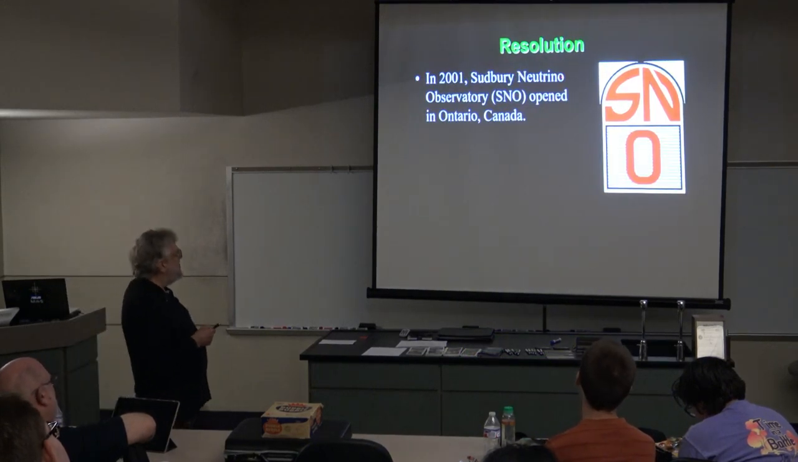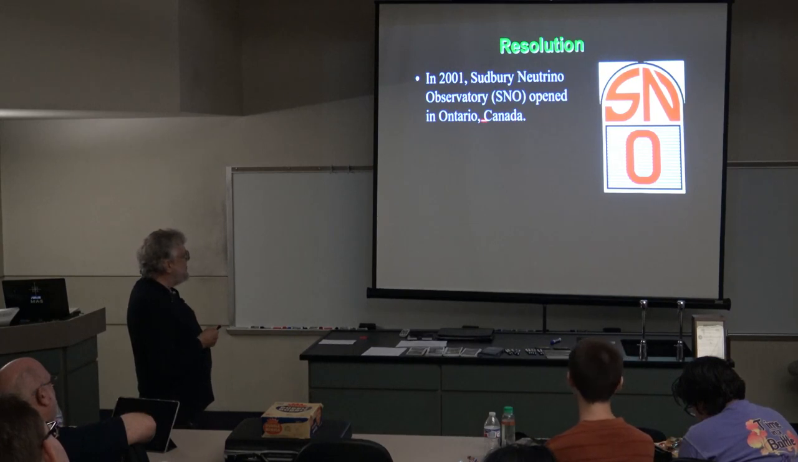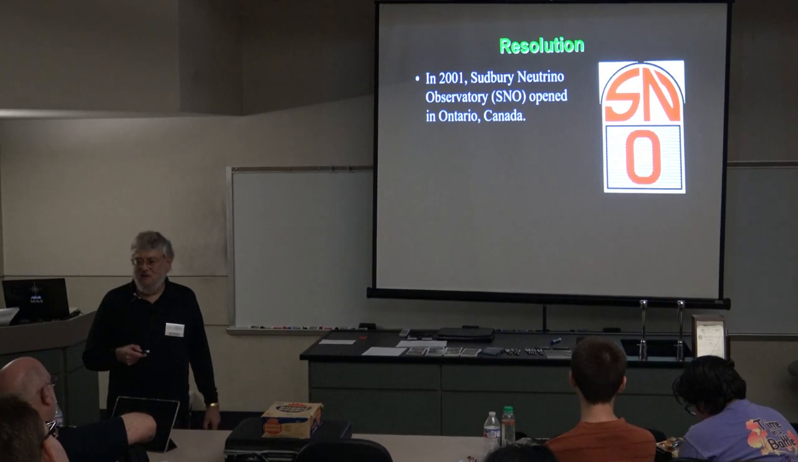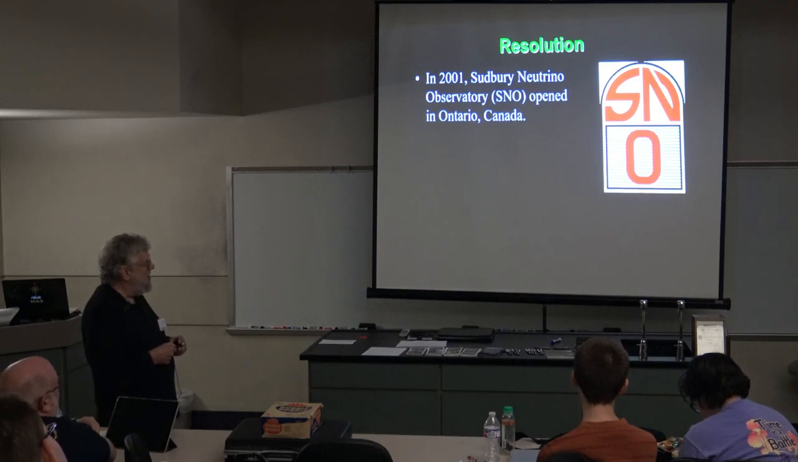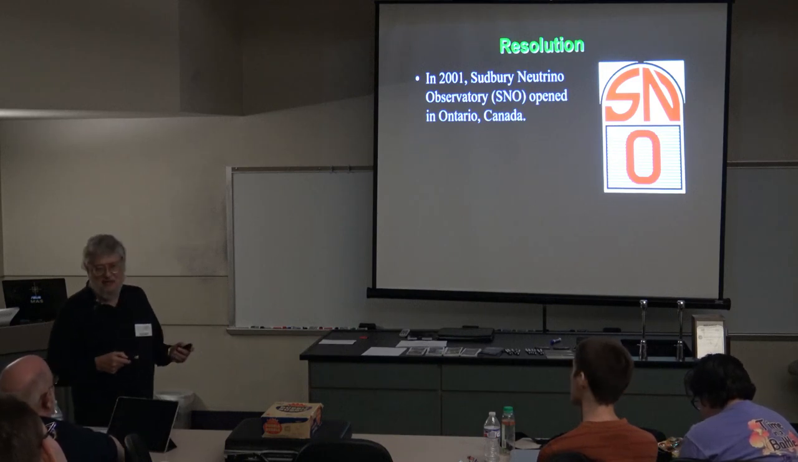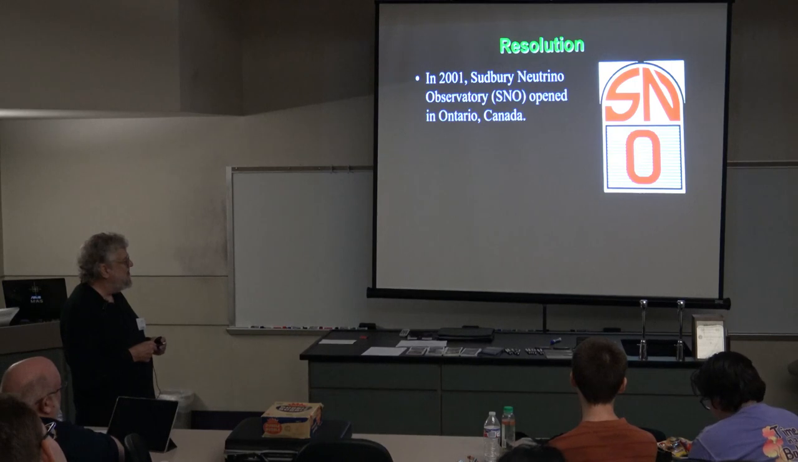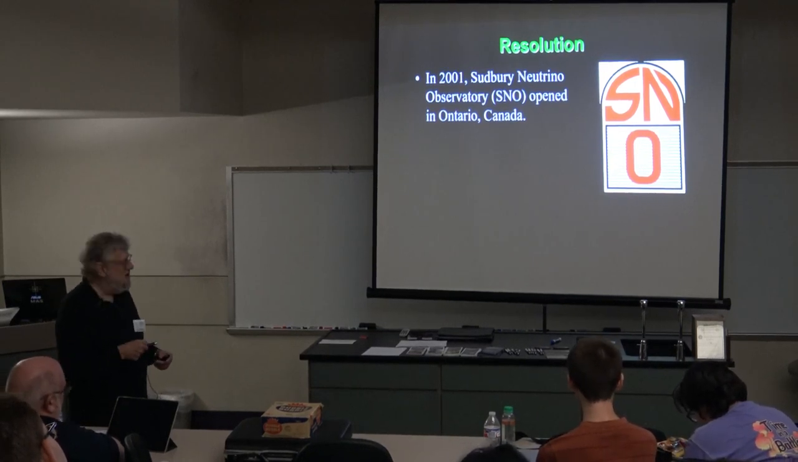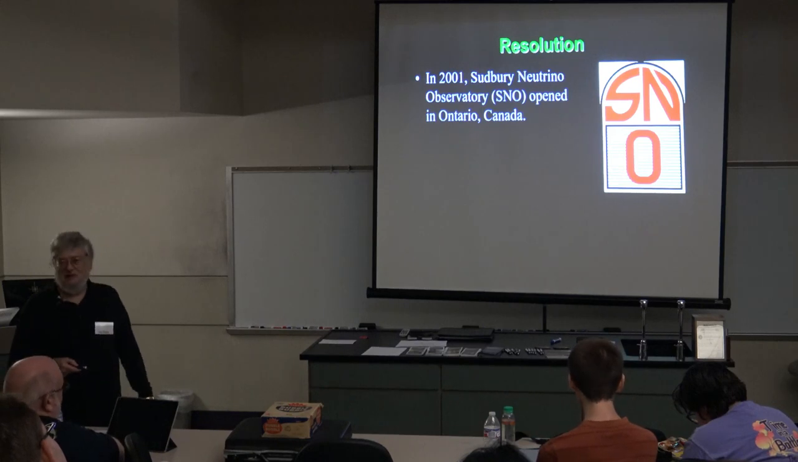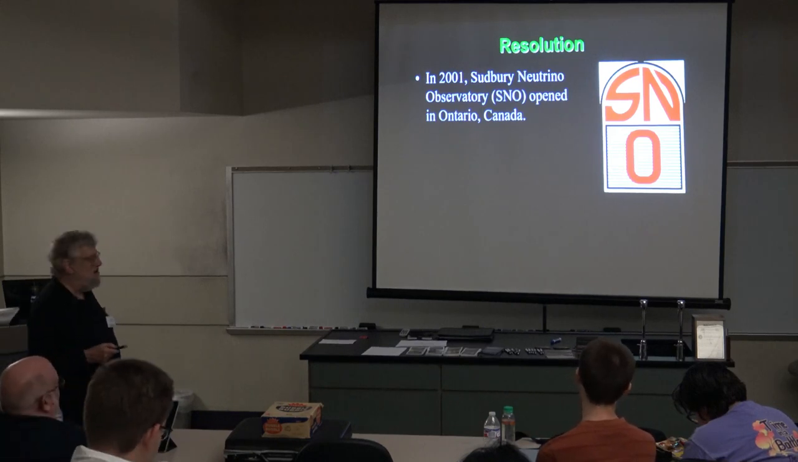This is done at the Sudbury Neutrino Observatory in Canada. And this almost too cute logo here shows an observatory-shaped thing. The O is the tank of what turns out to be heavy water inside. That's the heavy water surrounded by another tank of regular water indicated by the plain stripes. So they put a lot of thought into it.